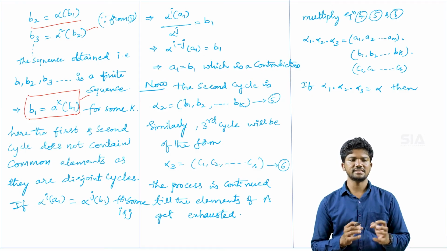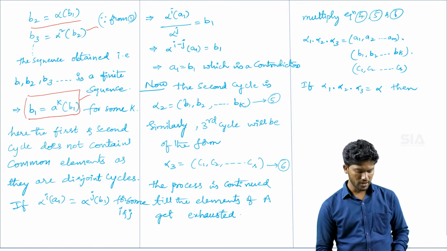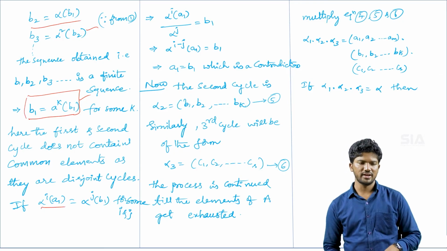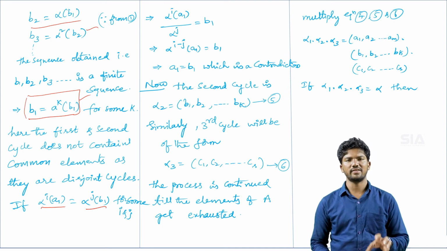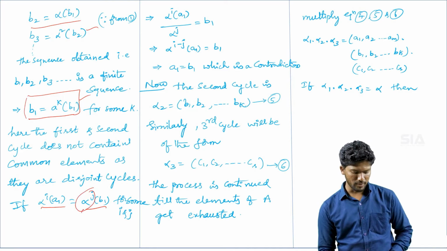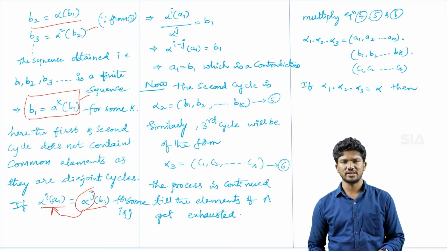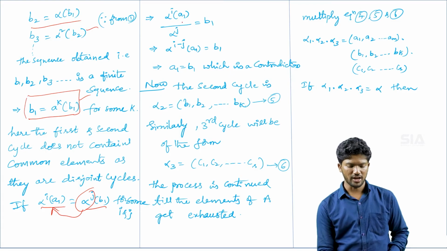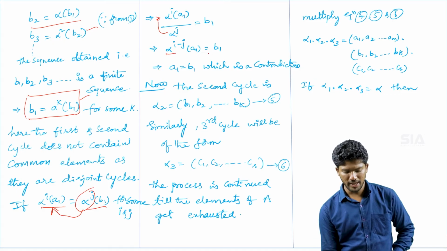The first and second cycles do not contain common elements, as they are disjoint cycles. So if alpha power i into A1 is equal to alpha power j into B1 for some i not equal to j, whenever they don't have any common cycles, then you can write this representation. From this representation, send alpha power j to the LHS, because it is a multiplication in the RHS, it goes to the LHS in the denominator. So alpha power i into A1 by alpha power j into B1. Next, send this term to the numerator, then you will get alpha power i minus j into A1 is equal to B1.